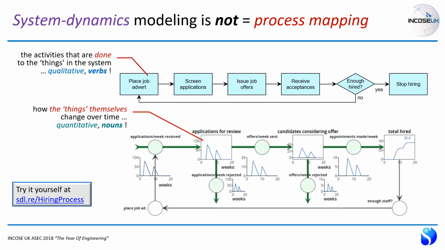The relationship is that in many, many cases, the verbs in the process diagram are actually located at these things that are called the flow rates. So place the job advert triggers that flow rate to happen. Right? Offers sent per week, well that's issued job offers. So there's a relationship between them, but they are different. Let's actually start, kind of amplify this, and now move on and try and do something a bit more complicated.